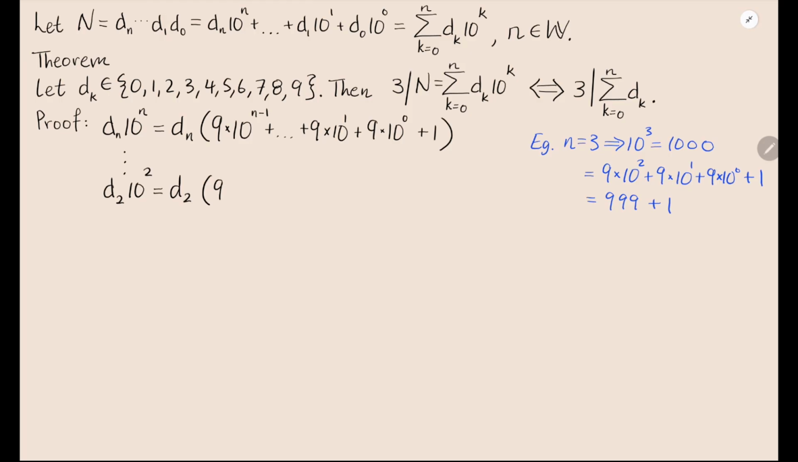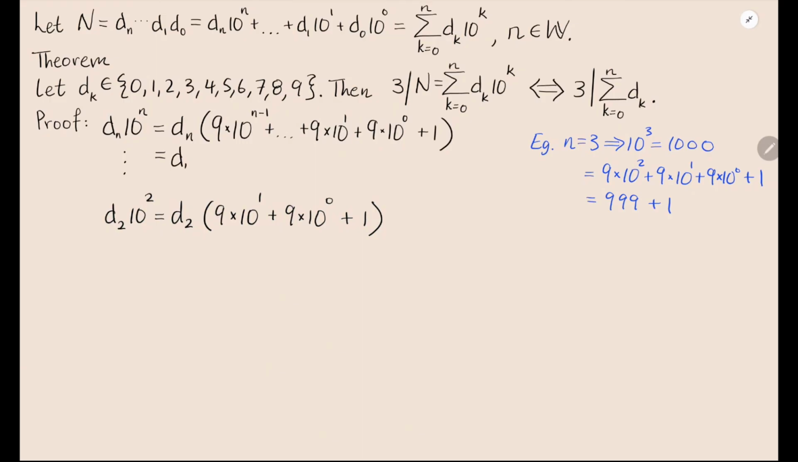It's going to be 9 times 10 to the power of 1 plus 9 times 10 to the power of 0, and then plus 1. Okay, now I could write this in sigma form as well. So with dn, 10 to the power of n, this is dn, and then it's going to be 9, because all of these terms have a factor of 9. So it will be 9, and then the sum from k equals 0 to n minus 1, 10 to the power of k, finally, plus 1.